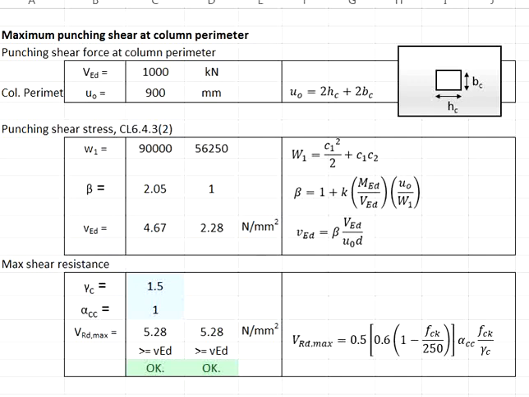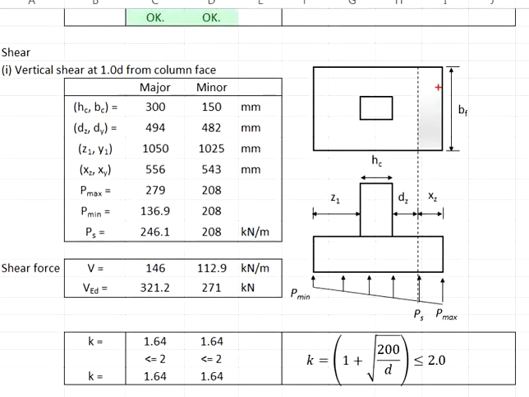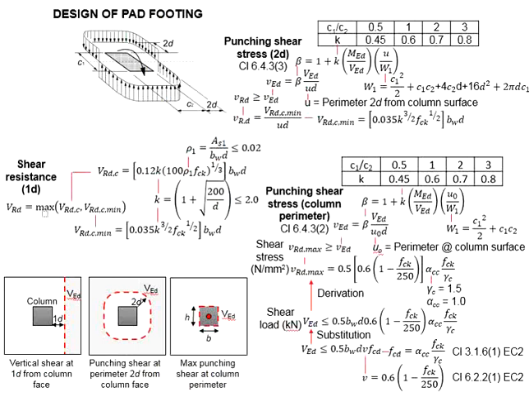Hi, let us continue with our discussions about the design of reinforced concrete pad footing subjected to axial loads together with the moment acting in the major axis. So far, we have done checking the shear resistance at the shear plane located at 1d distance from the column face. Also, we have done the checking in terms of the punching shear at the perimeter of 2d from the column face. These are two types of the shear that can fail a pad footing.